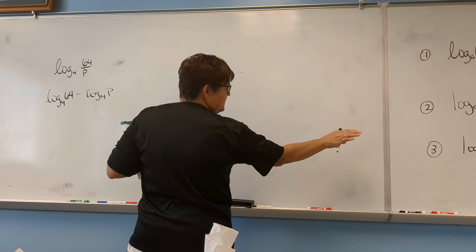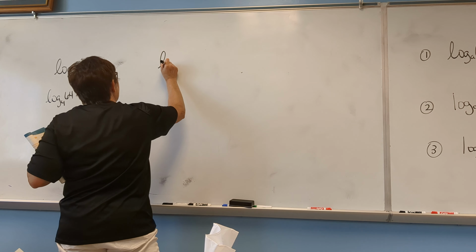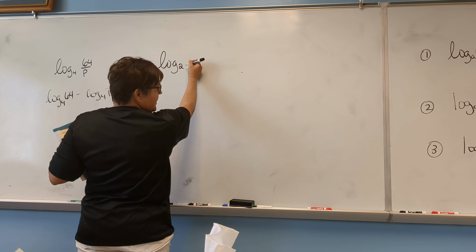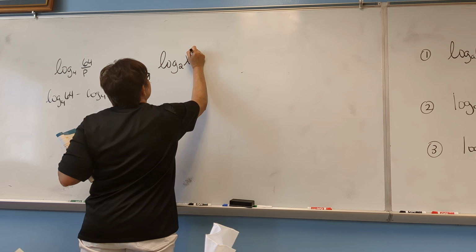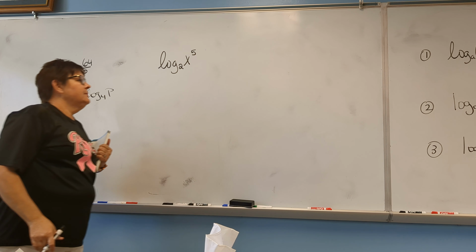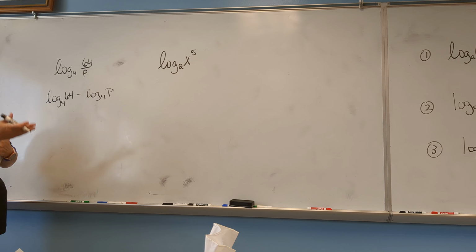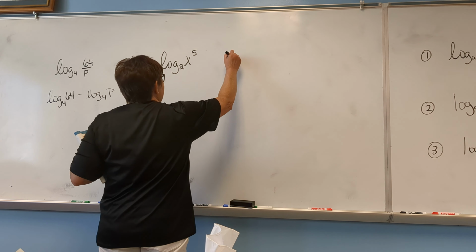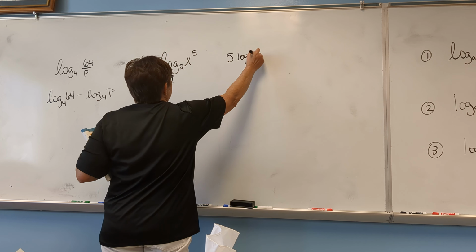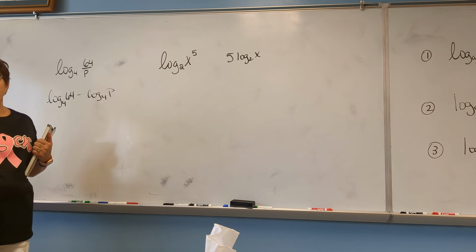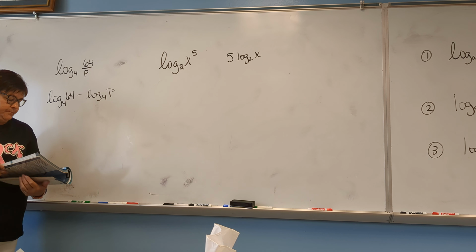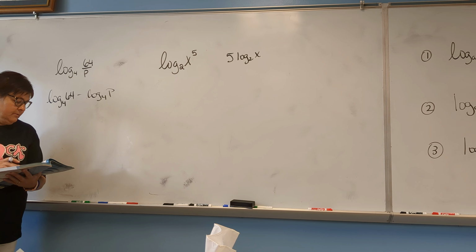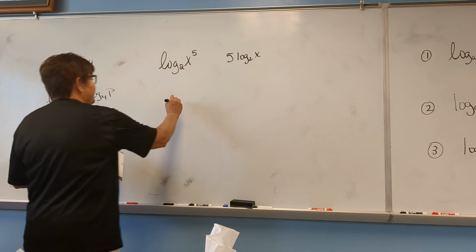Let me just do one of those first. Let's say I have log 2 of x to the 5th power. How can I rewrite it using that rule? The 5 swings to the front, so this would be rewritten as 5 log 2 of x. Are we good? I think so too.